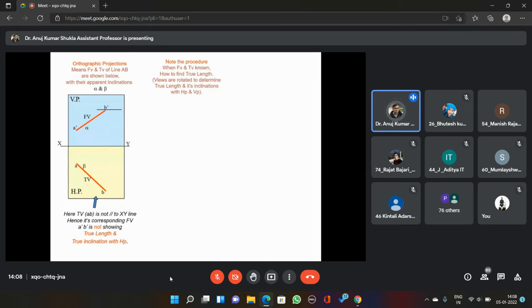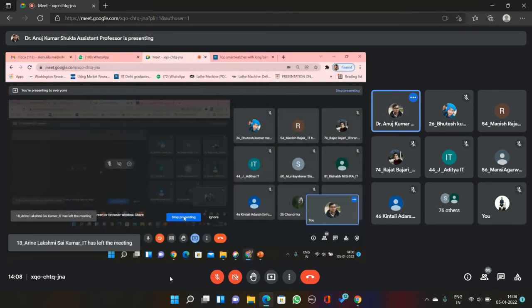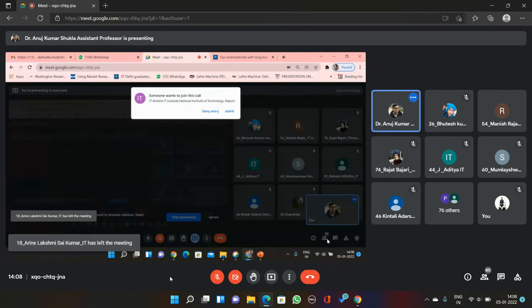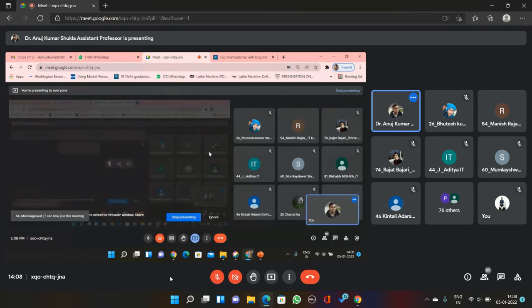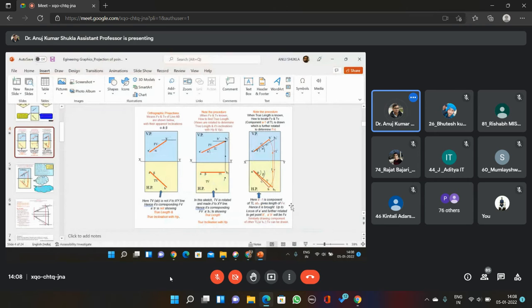So here TV means top view. AB is not parallel to XY line. Try to join the class. Is there anyone else in your known community who is waiting in the lobby?